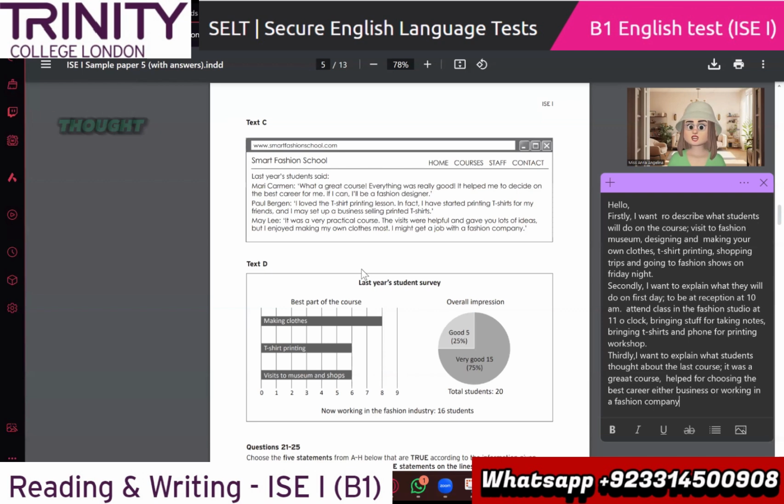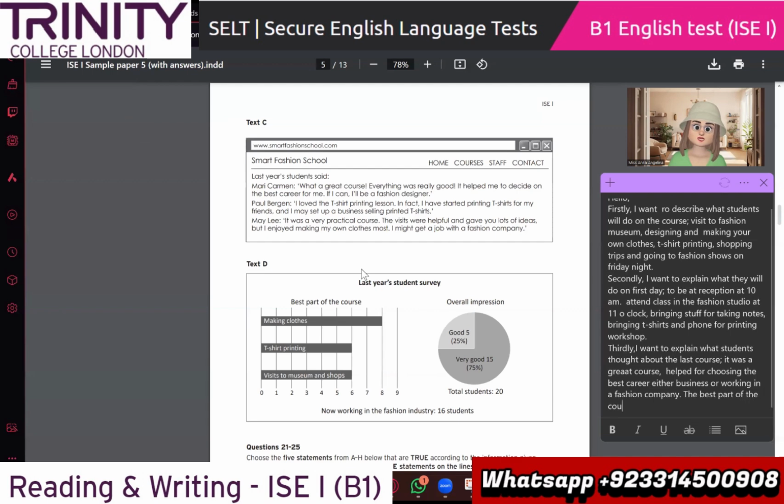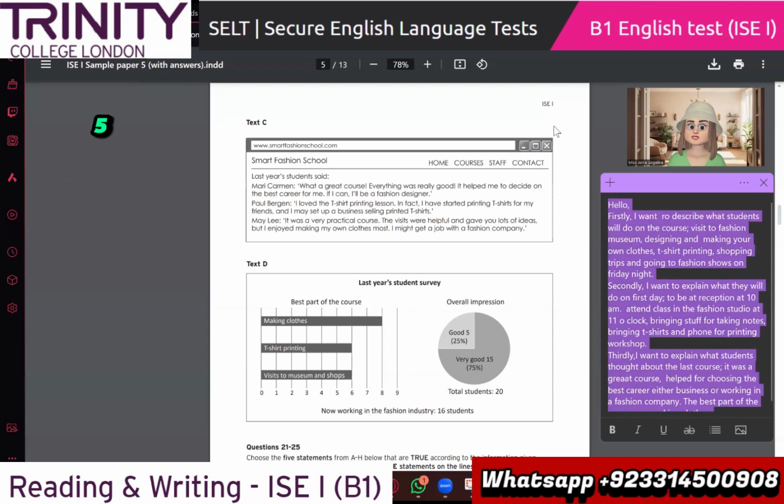Okay. I think you can write a little bit more here that 75% of the students thought it was a very good course, right? But you can also add this in here that the best part of the course was making clothes, right? I think that's all, because otherwise it will be a lot for us. We don't have to write a lot. We just need to go for 100, 105, or 110, okay?